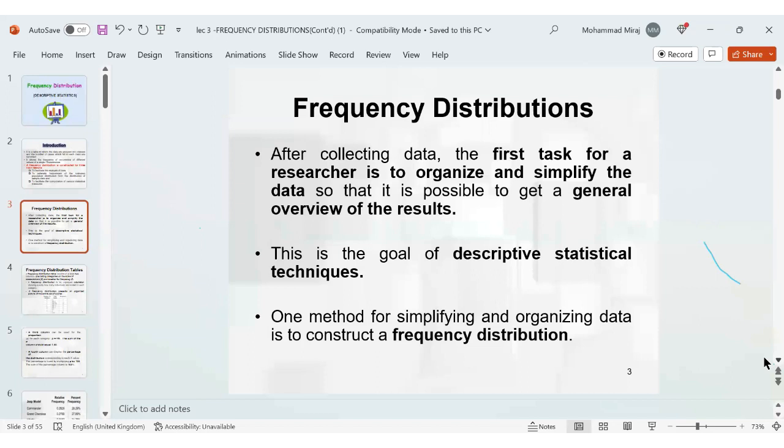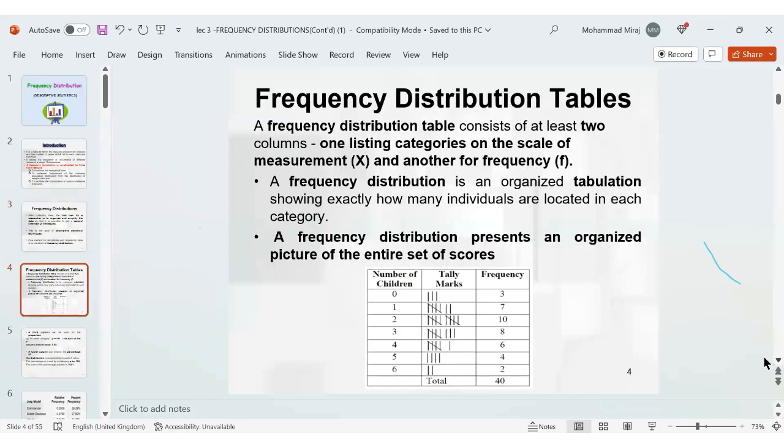So one method for simplifying and organizing the data is to construct a frequency polygon. So we make up a frequency polygon. And what is a frequency polygon? A frequency distribution table consists of at least two columns. All of you know X and F. Now X is basically like it is telling you the measurement, scale of measurement, what you are trying to measure, and frequency, how many times.